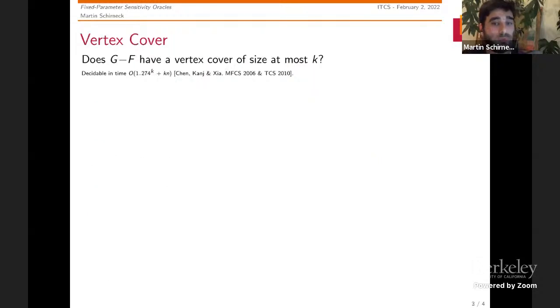And as an example problem for this highlight talk, I have vertex cover. So this is the current fastest algorithm to compute a k vertex cover in this time. So this is the bar we have to beat for the query time, if you will.